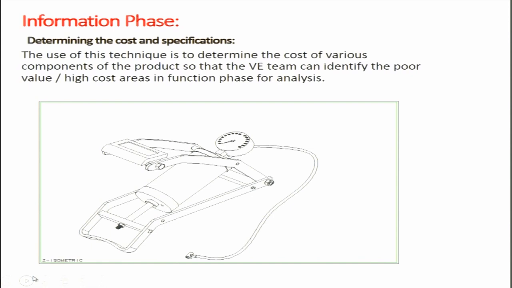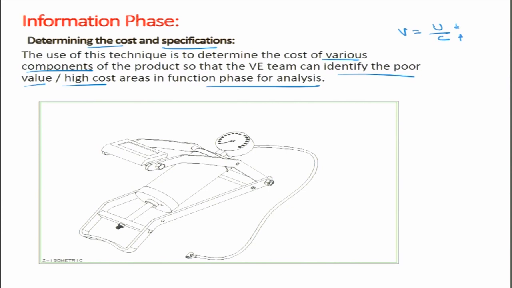Then determining the cost and specifications. The rule of this technique is to determine the cost of various components of the product, so that the value engineering team can identify the poor value or high cost areas in the function phase. As I said, value is equal to utility per unit cost. So if cost is high, the value would be poor. If utility is less, the cost would be higher.